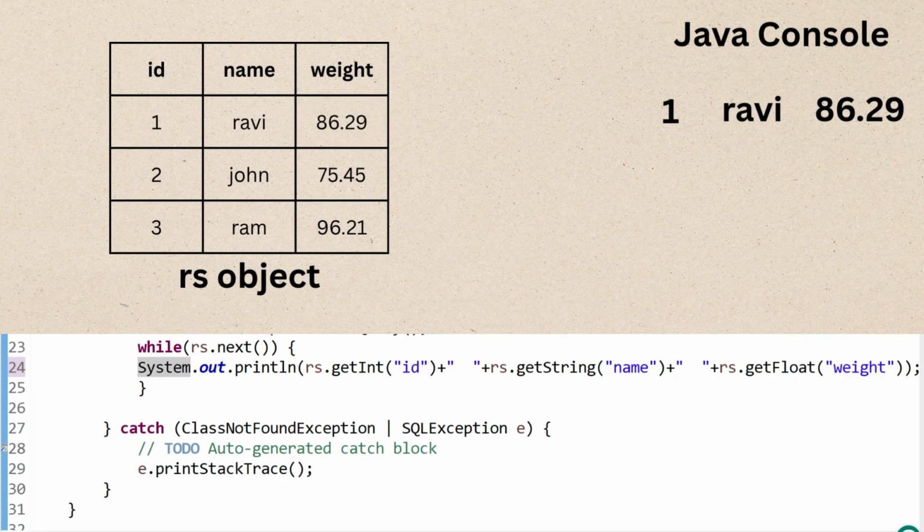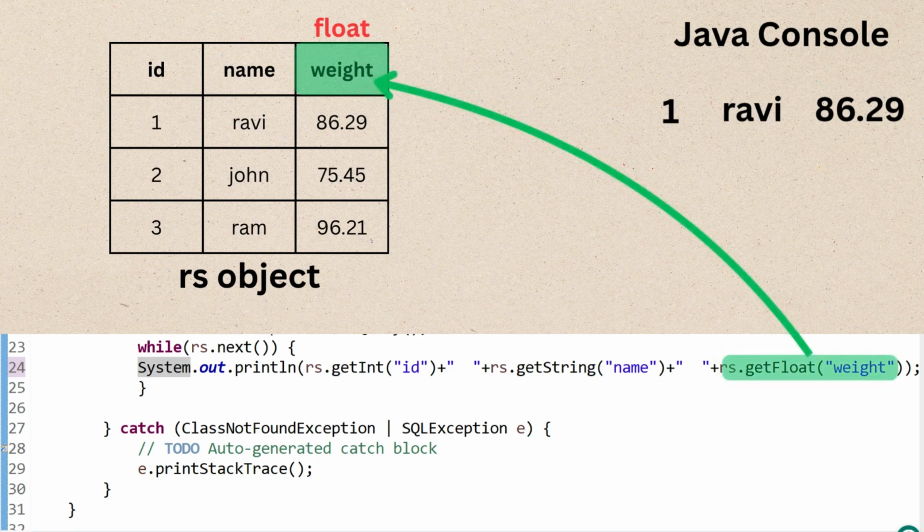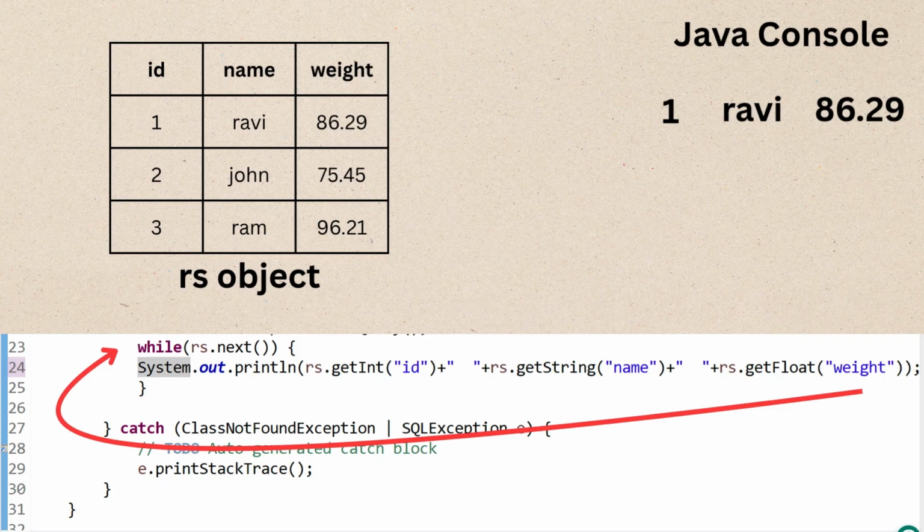We should use getter methods based on the column data types. In this example, id is integer, use the getInt method. Name is string, use the getString method. Weight is float, use the getFloat method. Now the control goes back to the while loop.